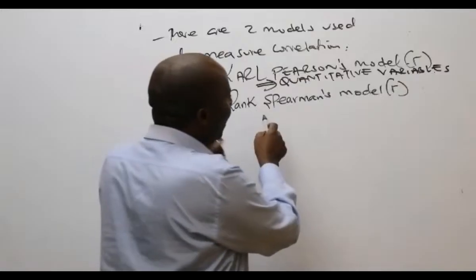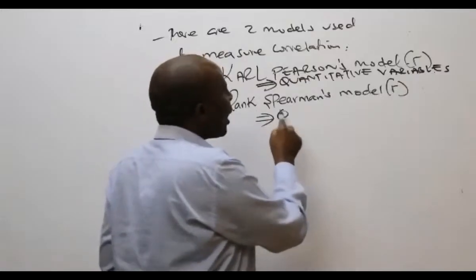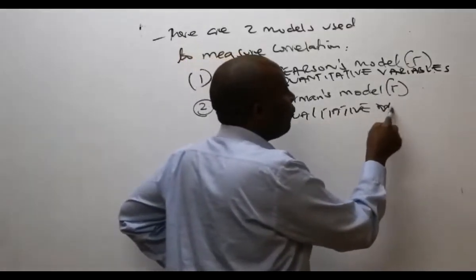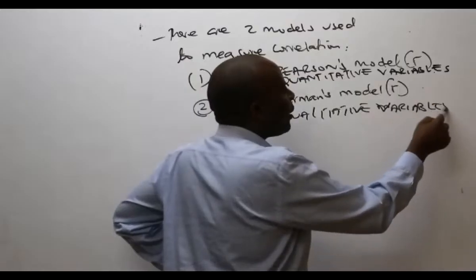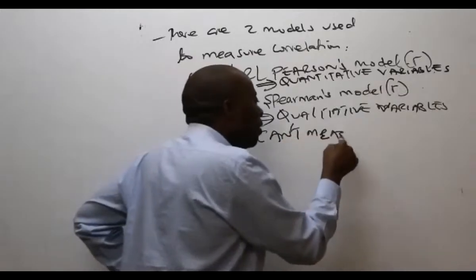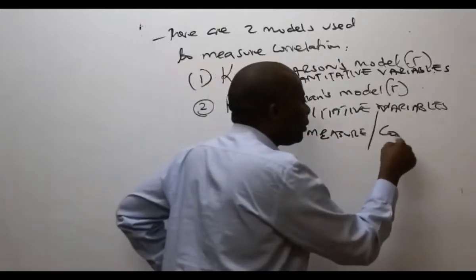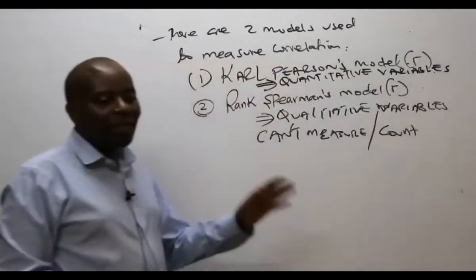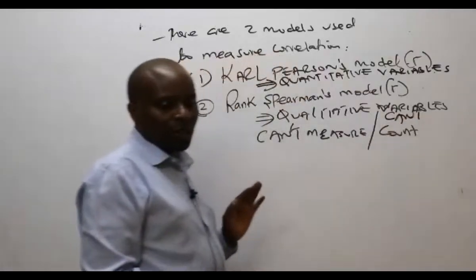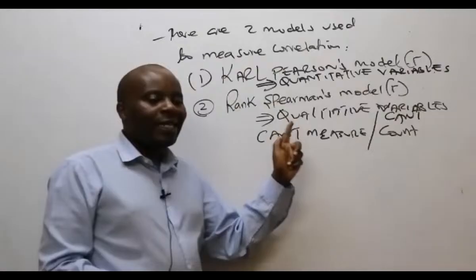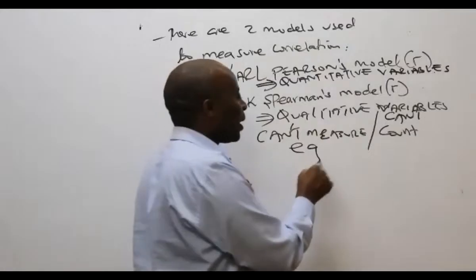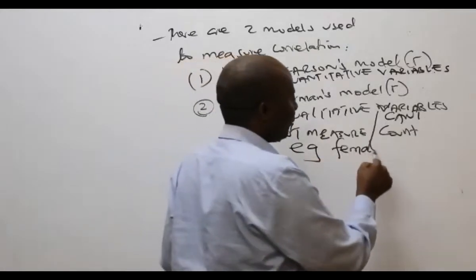We normally use the Rank Spearman's model, ladies and gentlemen, to capture what we call qualitative variables. Qualitative variables are those variables you cannot measure, you cannot count. Those variables that you can't measure, you can't count are called what here, somebody? Qualitative variables. A very good example of a qualitative variable, ladies and gentlemen, is female beauty.